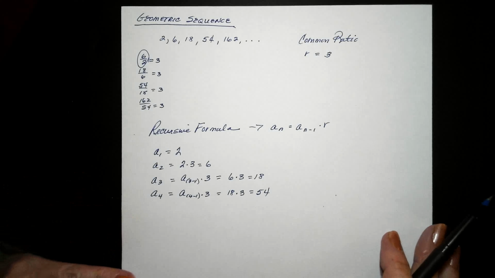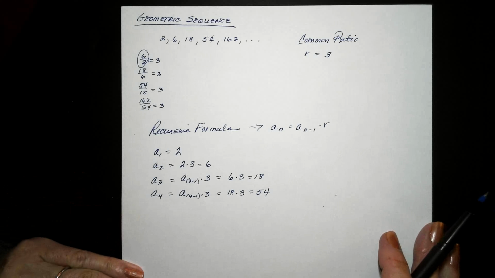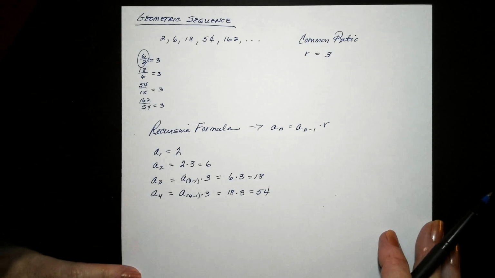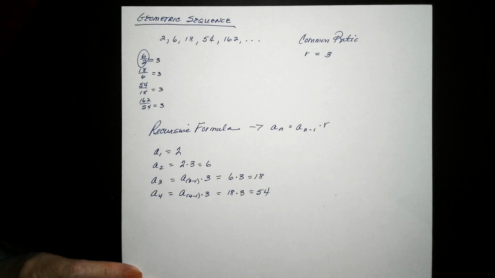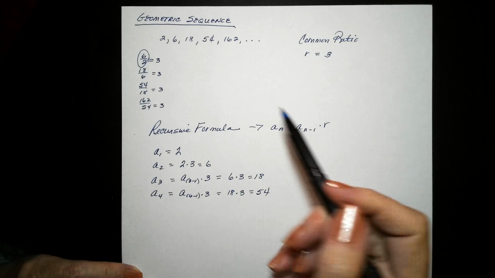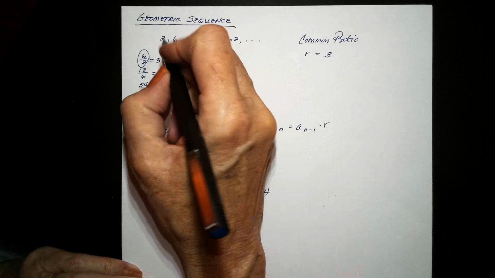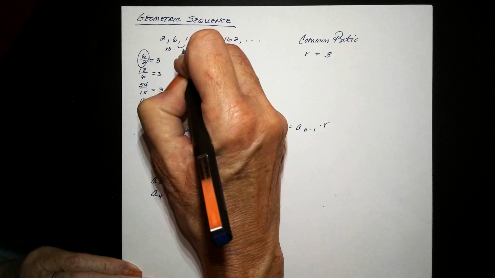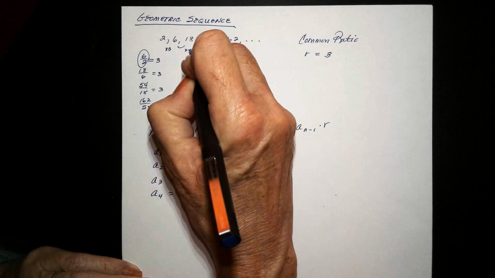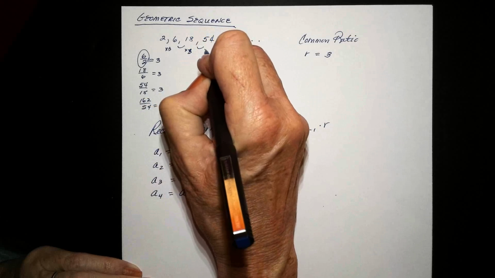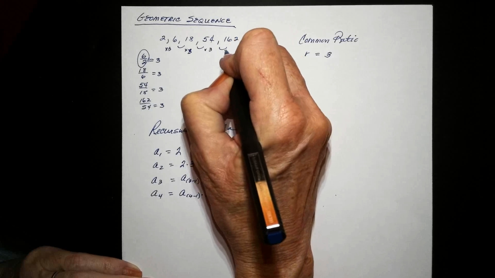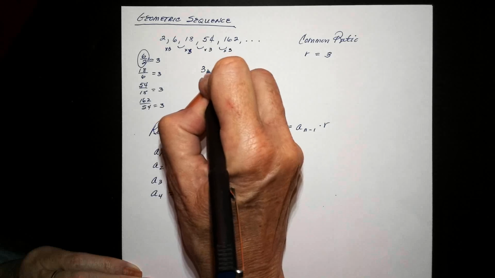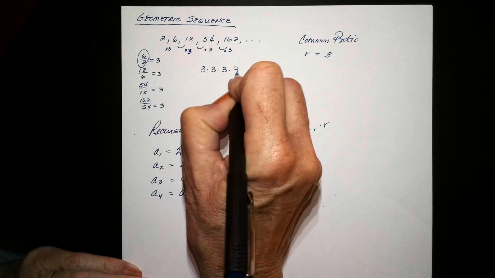Okay, and just like in the arithmetic sequence, we can go to an explicit formula. But before we go there, I want you to think about what's going on up here. From here to here, I am multiplying times 3. From here to here, times 3. From here to here, times 3. And from here to here, it's times 3. Okay, so I really have 3 times 3 times 3 times 3.